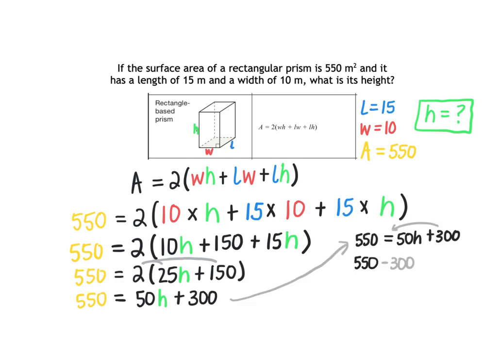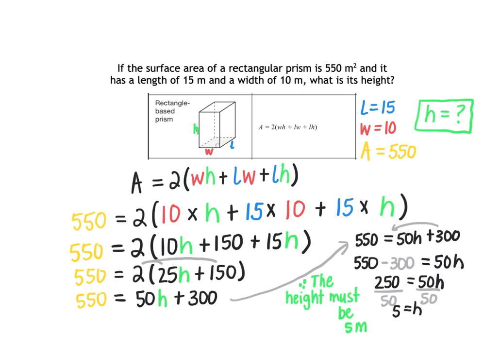Now we can move the 300 to the other side of the equal sign, and we'll have 550 take away 300, which would be 250, equals the 50h that was remaining on the right-hand side of the equation. Now, to isolate h, we'll divide both sides by 50. 250 divided by 50 will give us 5. So we'll know that the height must be equal to 5 in order for the surface area of the rectangular prism to be 550 meters squared.